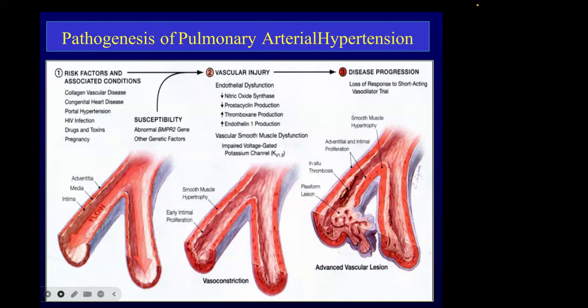Endothelial dysfunction: decreased nitric oxide synthesis, decreased prostacyclin production, increased thromboxane production, and increased endothelin 1 production. Vascular smooth muscle dysfunction: impaired voltage-gated potassium channel. Disease progression: loss of response to the short-acting vasodilator trials.